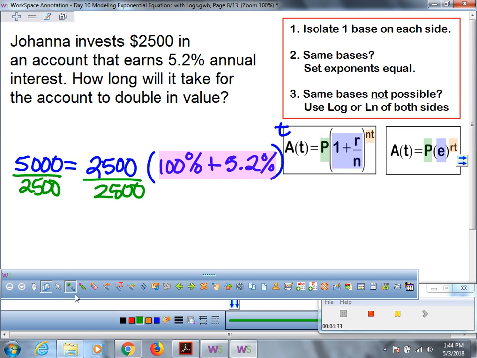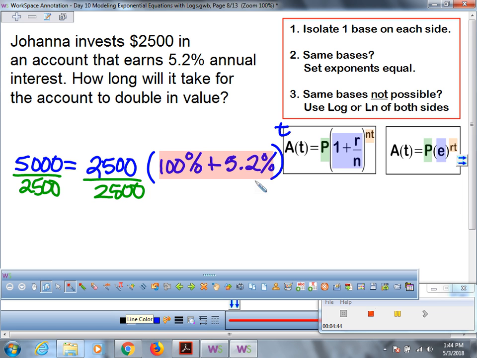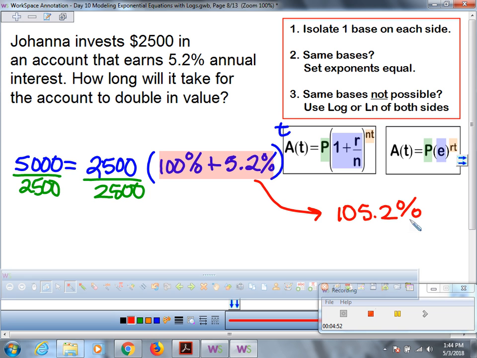This is really, let's change the color of that to a red. This is really 105.2%. If I want to change that into a decimal, I'm going to have to move over 2 decimal places, so it's really 1.052. Okay, so this is going to be 2 equals 1.052 to the t. Now I'm ready to log both sides.